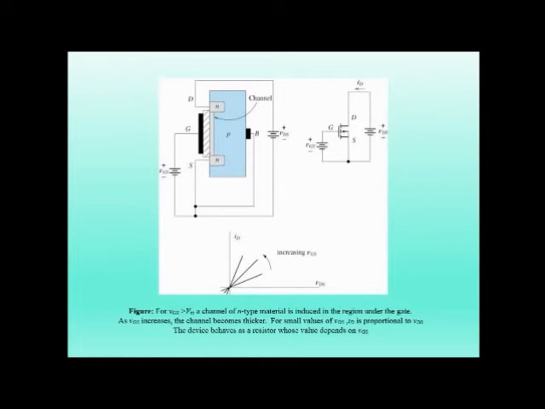Similarly, if VGS increases much more than VT0, then an N-channel, or N-type material, is induced in the region under the gate, and as the gate potential increases further, the channel becomes thicker. For small values of VDS, ID is proportional to VDS, and the device behaves as a resistor whose value depends upon the gate potential, VGS. So I am repeatedly saying FET is basically a voltage controlled device, controlled by the potential we apply at the gate. This controls the flow of the drain current across the circuit.